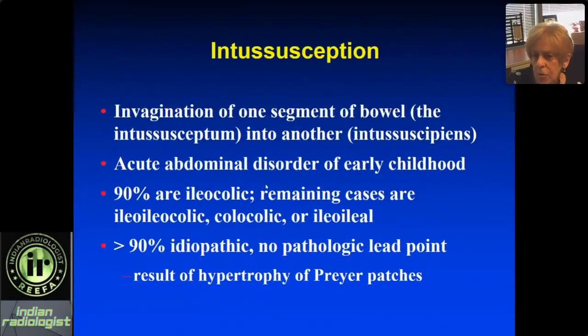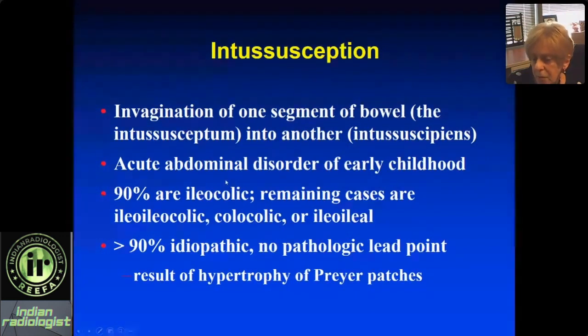Intussusception is a cause of acute pain. It's prolapse of one segment of the bowel, the intussusception, into another, and it causes acute pain in early childhood, okay? Early childhood. Under 3 years, 90% are ileocolic. The remainder may be ileocolic, colocolic, or ileo-ileal. But this is what you're commonly going to see.